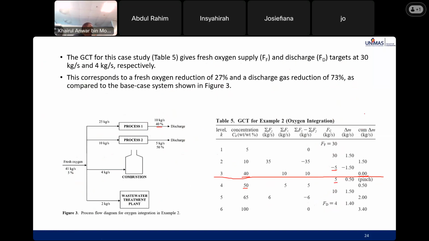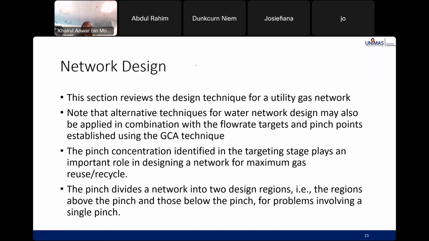Later there will be this kind of description or revised flowchart of how they do the stream recycle and reuse. Network design.